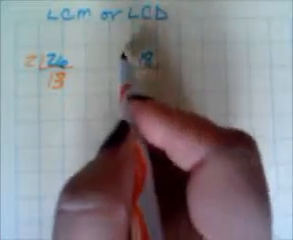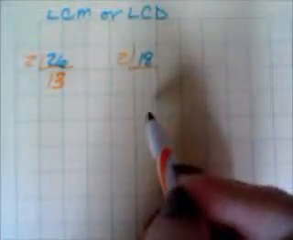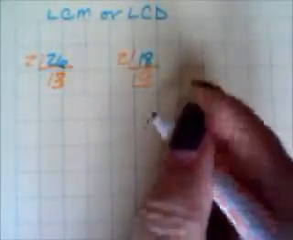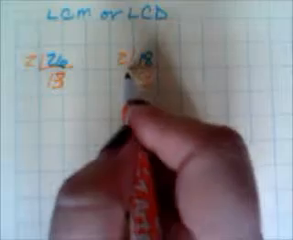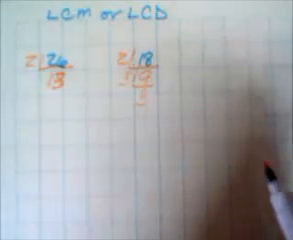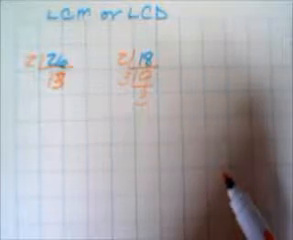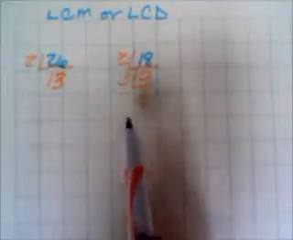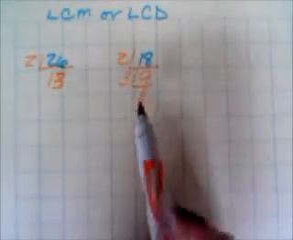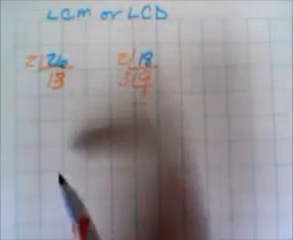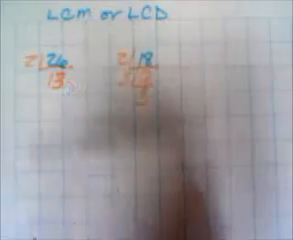18. 2 goes into 18 how many times? 9 times. I can't divide 2 into 9, but I can divide 3. 3 goes into 9 how many times? 3. Okay, they are both reduced out to their factors. For 18 you have factors of 2, 3, and 3. For 26 you have factors of 2 and 13.